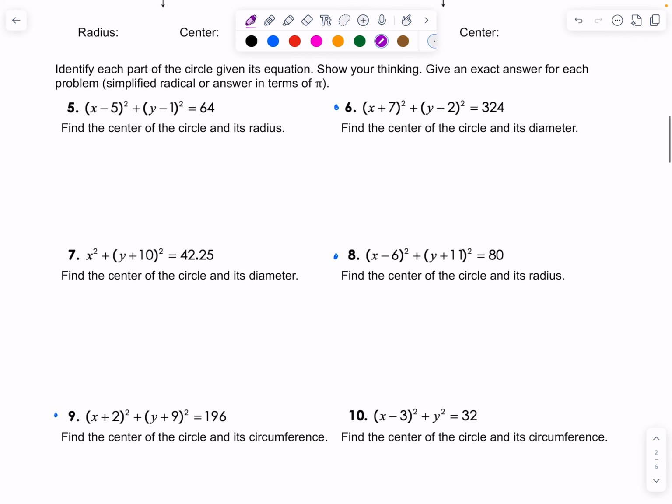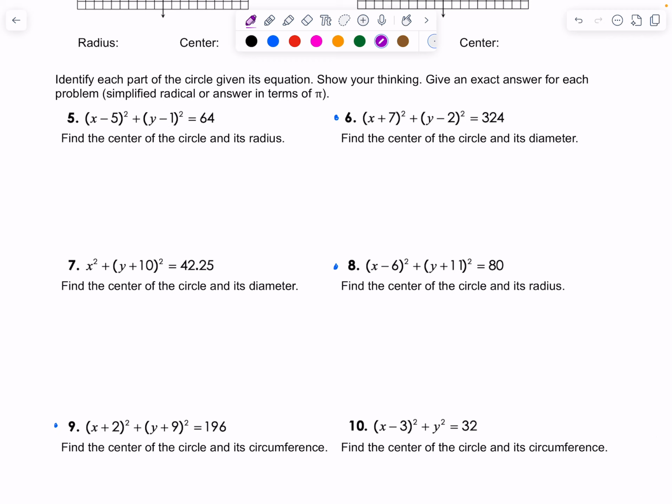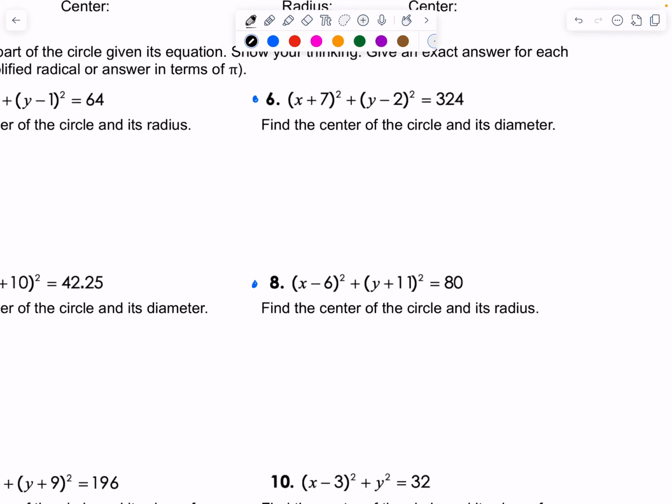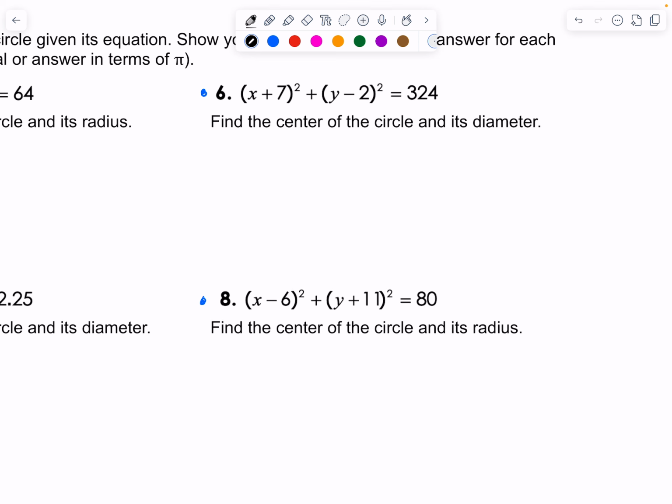All right, so the next section says to basically answer the questions they're asking based on these equations and give exact answers. So if we end up needing to use our number pi in any of these, we're just going to leave it as pi. We're not using a calculator, so if it has a pi in it, great. All right, so the center of the circle, I'm going to say the center is -7, positive 2.